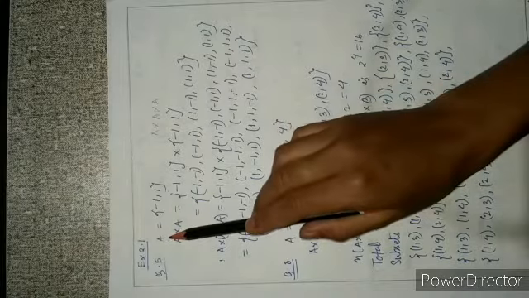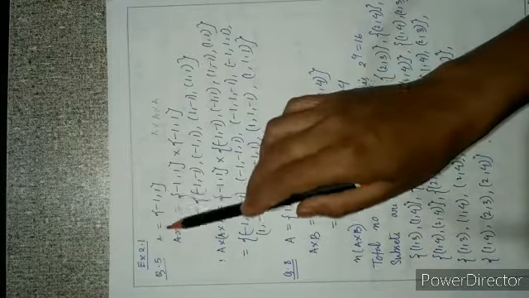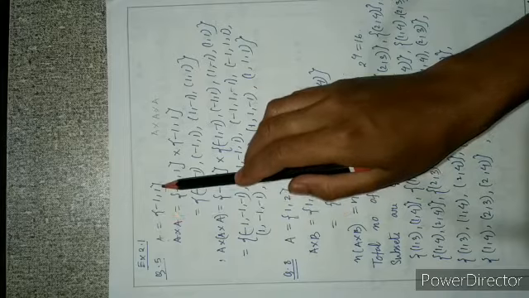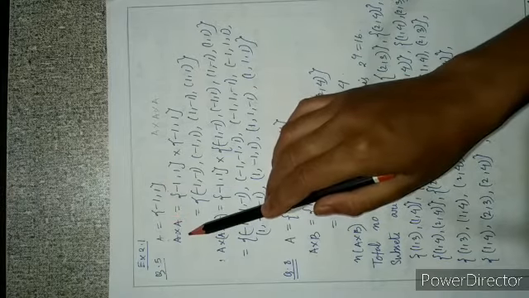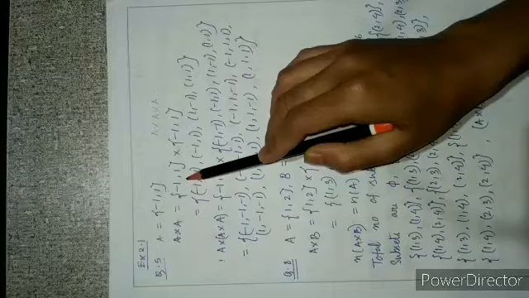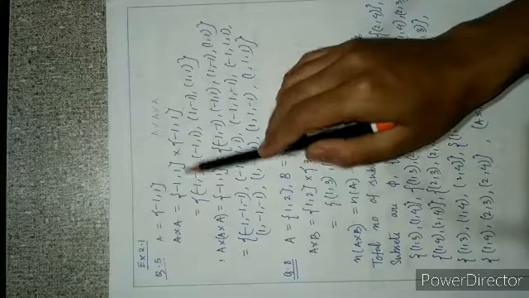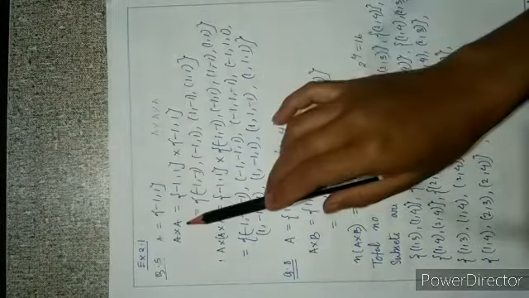Question number 5. First write set A. Elements of set A are -1 and 1. Then find A cross A. A cross A, the elements are {-1, 1} cross {-1, 1}.